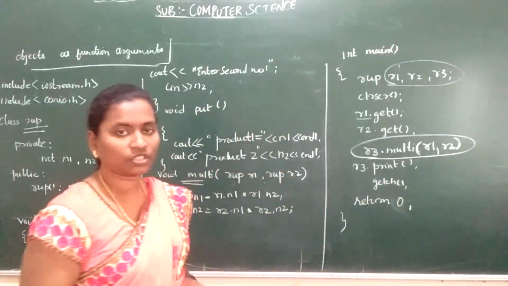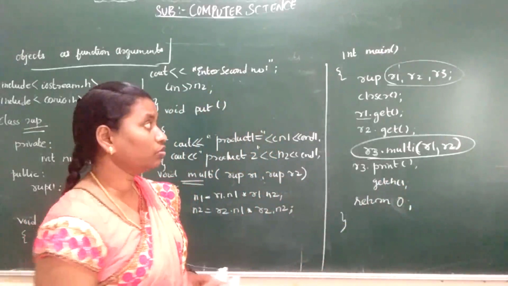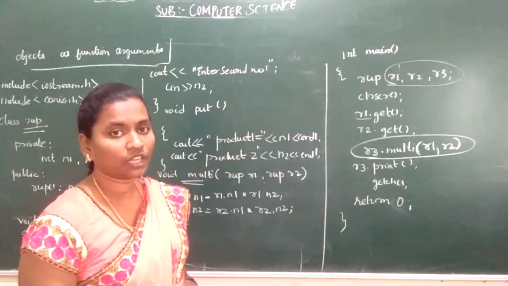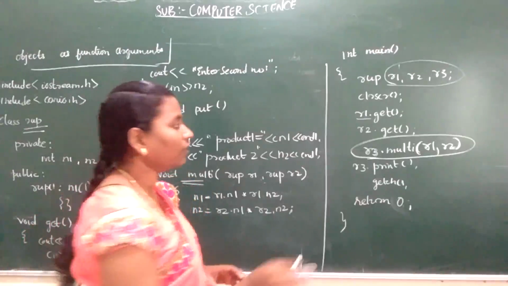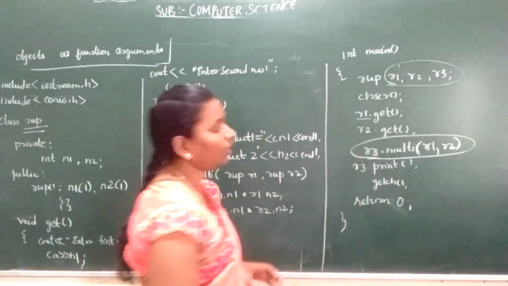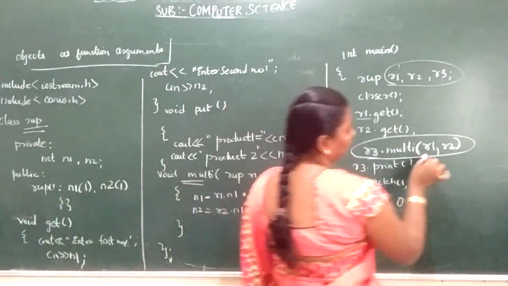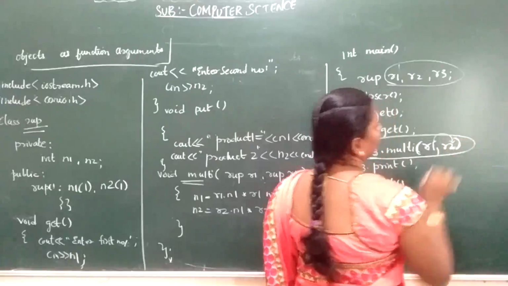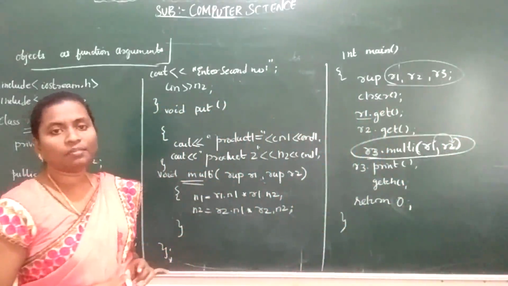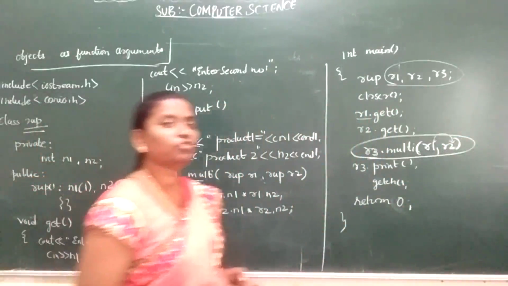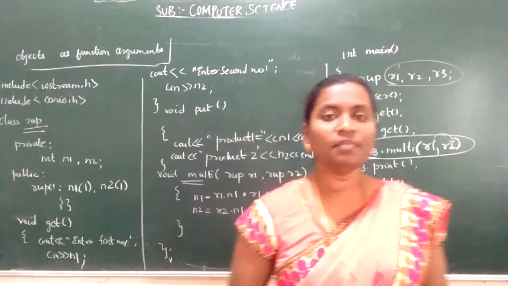You can ask me a question: why only by using R3? Can we use R1, R2? Yes, of course we can use R1 and R2. We only need an object to call the member function. Here we have used R3 to print. But in multi, I have just passed these two objects as arguments to your multi member function. So this is an example of passing objects to a member function.